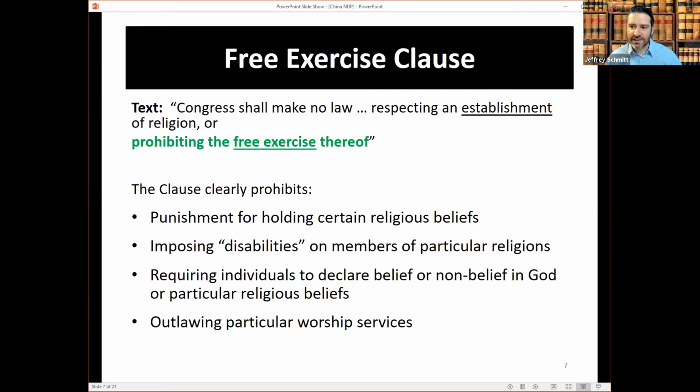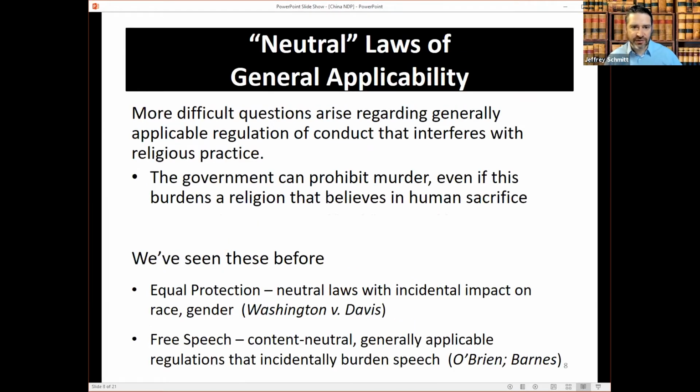The Free Exercise Clause is looking at, can the government limit what you're doing in terms of worship or how you attend services? And where the cases usually come up is punishing people for their religious beliefs or treating them differently because of their religious beliefs. And at a basic level, it's obvious that the government cannot treat someone differently. It cannot prohibit worship services. The government can't declare a certain religious belief, right? Those things are clear and obvious under the First Amendment.